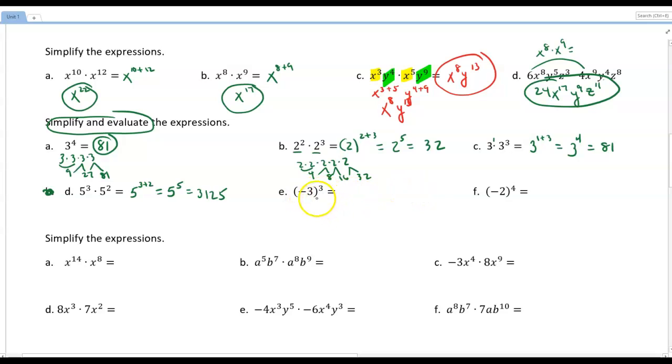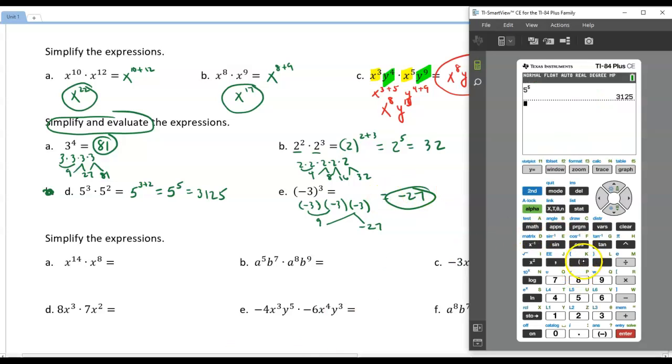Now, negative 3 to the 3rd power. Remember, this is negative 3 times negative 3 times negative 3. Now, right away, negative 3 times negative 3 is positive 9. And positive 9 times negative 3 would give me negative 27. Now, when I put that in the calculator, I have to put negative 3 in parentheses, raised to the 3rd power, and right away, I would get negative 27.